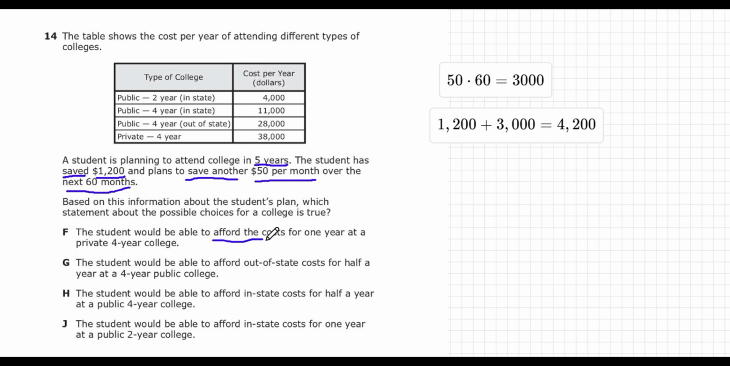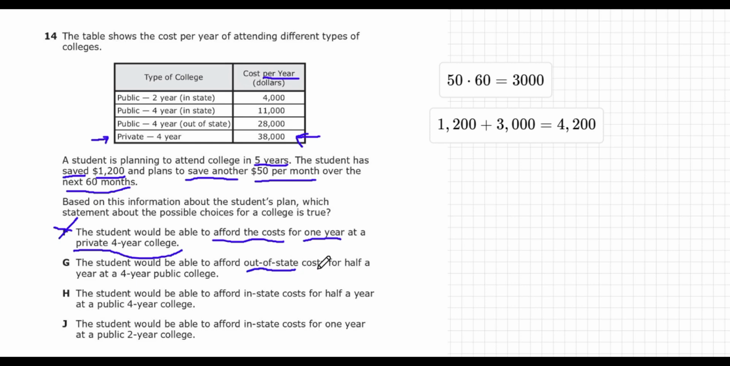Option F. The student would be able to afford the costs for 1 year at a private 4-year college. A private 4-year college costs $38,000 from the table, while the student's saving plan only has $4,200. Hence, eliminate option F.